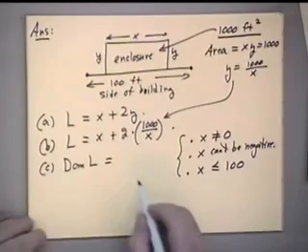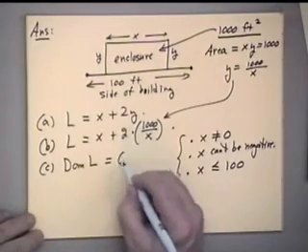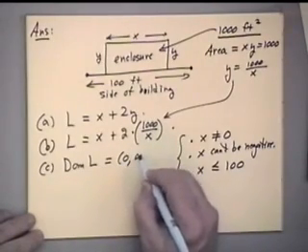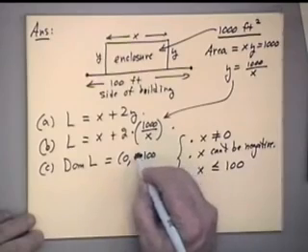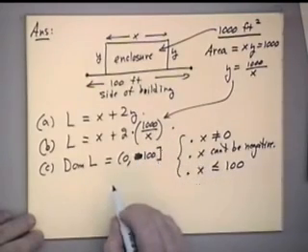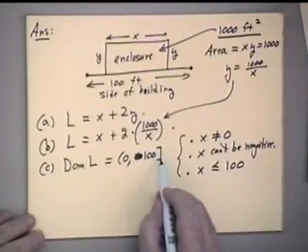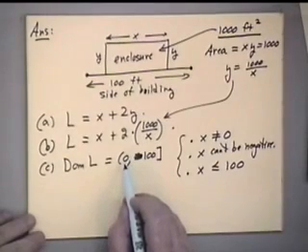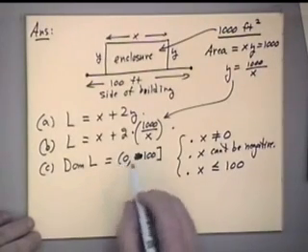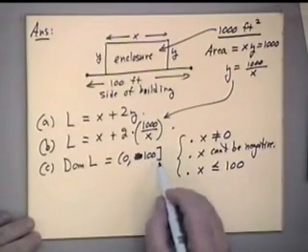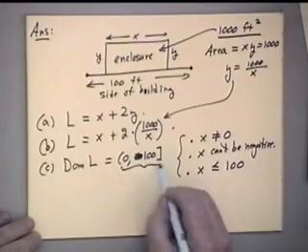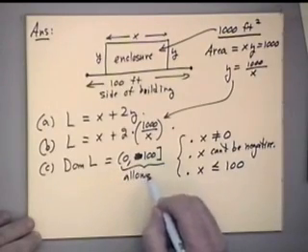Putting these all together tells us that the domain is going to be 0 to 100, where 100 is included. So it can be 100 feet, or it can be anything bigger than 0 but not 0. So that is the domain for this function. Those are the x values that are allowed. So these are the allowable x values.